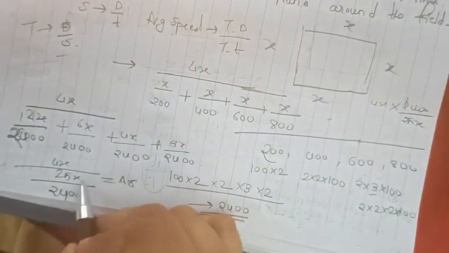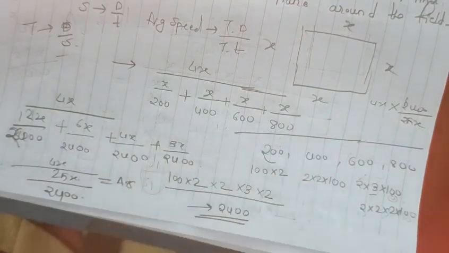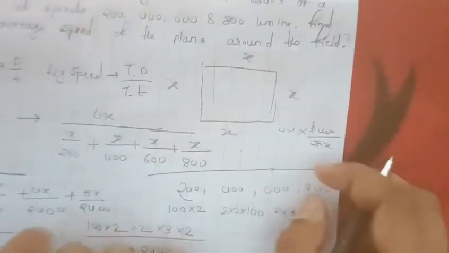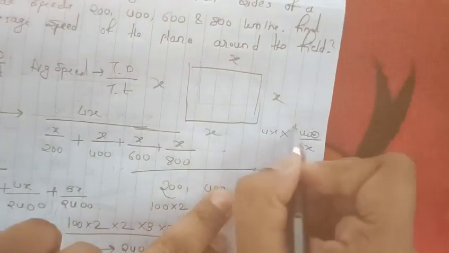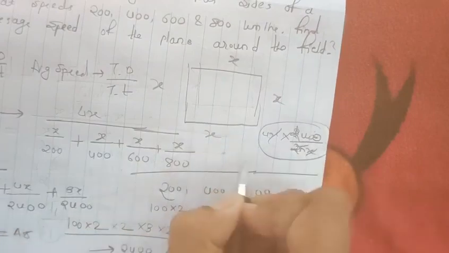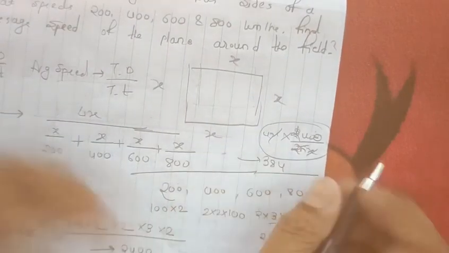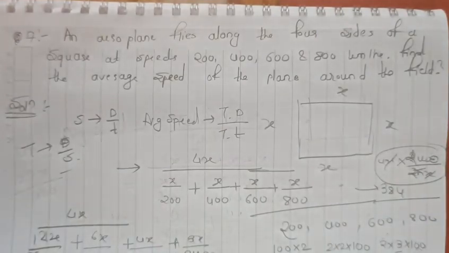As in division we have 25x upon 2400, when we take it into multiplication, it will get reversed: 4x into 2400 upon 25x, right? So now calculating this, we will get our answer as 384. That is our average speed. Now in the next part, I will be covering more questions from time, speed and distance.